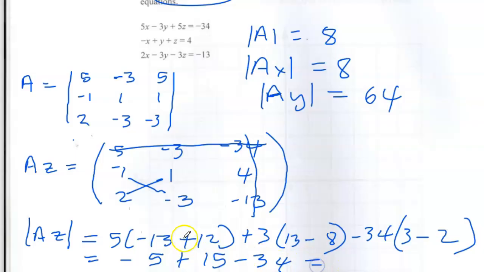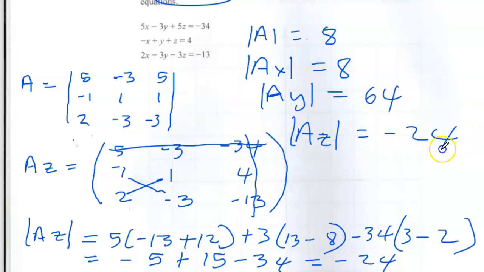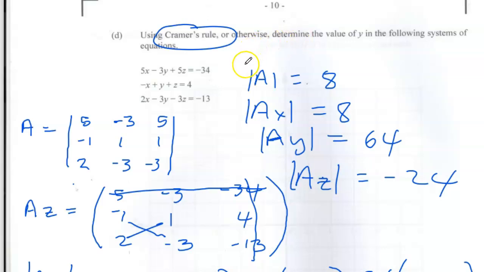So we end up with now, negative 15 and 5, that's 10. 10 take away 34, that's negative 24. So the determinant of A sub Z is negative 24. So in Cramer's method, we simply write down the 4 matrices and find the determinant of each. Let's get the solutions now.